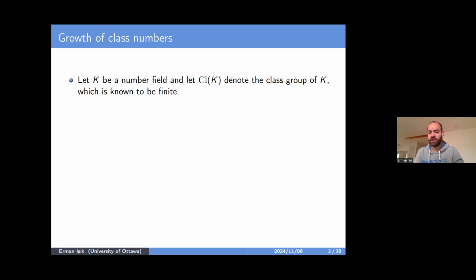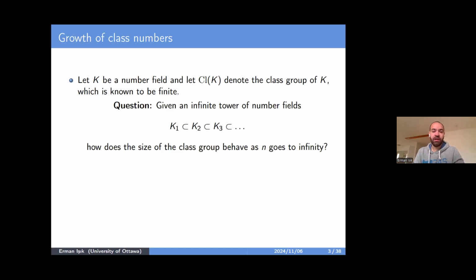So let K be a number field and Cl(K) be the class group. We know it is finite. And the question we are asking is, if we have a tower of number fields, can we predict the behavior of the class group, at least asymptotically? When we ask these questions for general towers, the answer is not easy to handle. But if we restrict ourselves to certain towers, and if we focus on the p-Sylow subgroups of those class groups, then we get a nice formula.